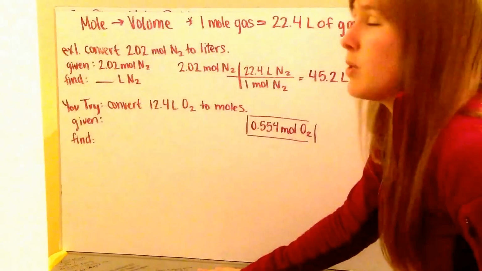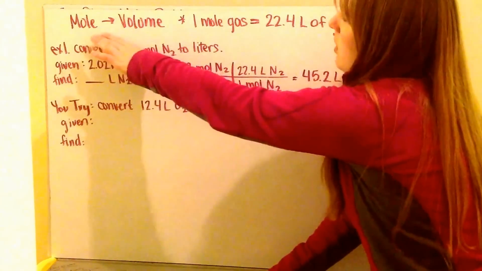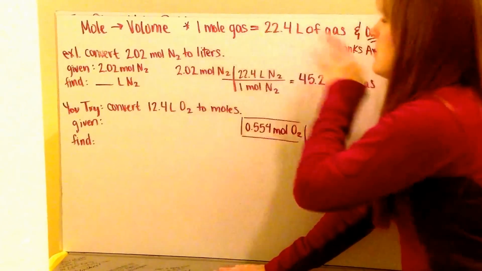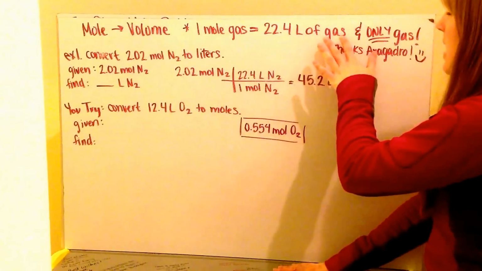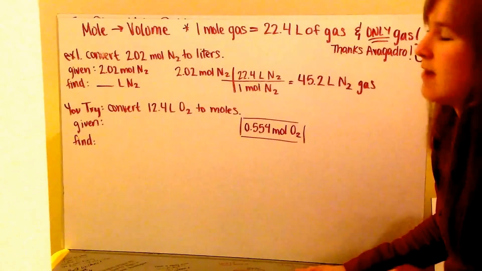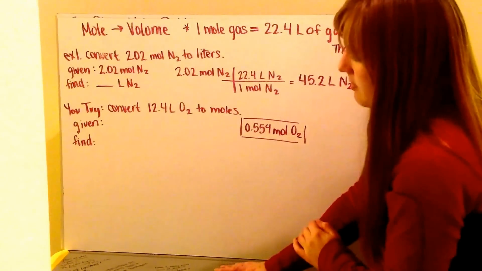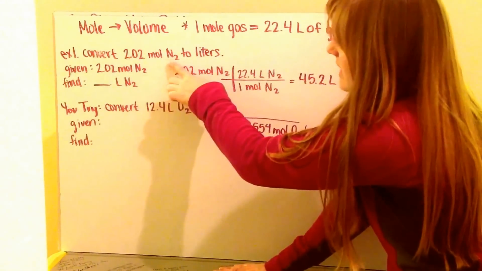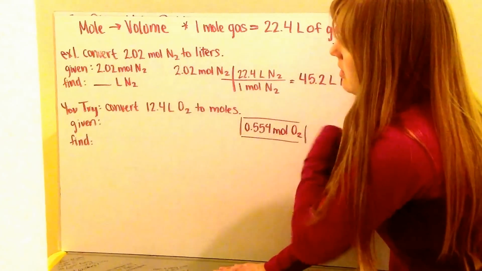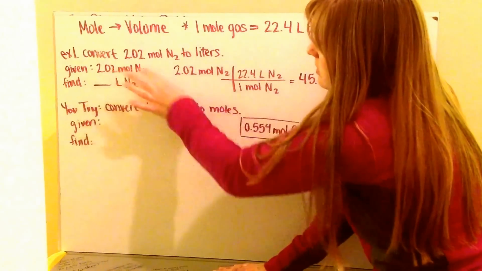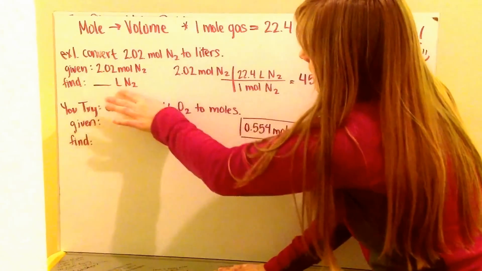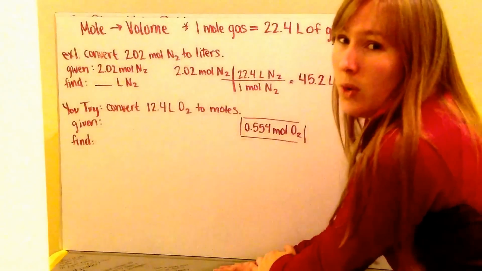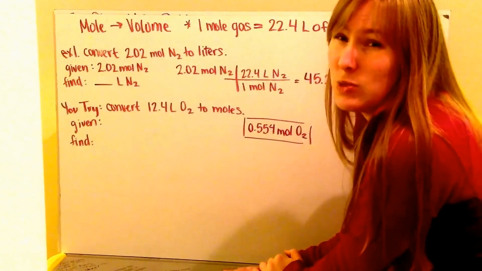The last thing that my mole can do, it can help me convert between moles and volume. Now I can only do this for gas, where my 1 mole of gas is equal to 22.4 liters of gas, and only gas. That's thanks to Avogadro again. So example number 1. I want to convert 2.02 moles of nitrogen gas, a diatomic, to liters. I am given 2.02 moles of nitrogen gas, and I'm asked to find how many liters of nitrogen gas I have. To do this, I need to use my conversion factor to convert between moles and liters.